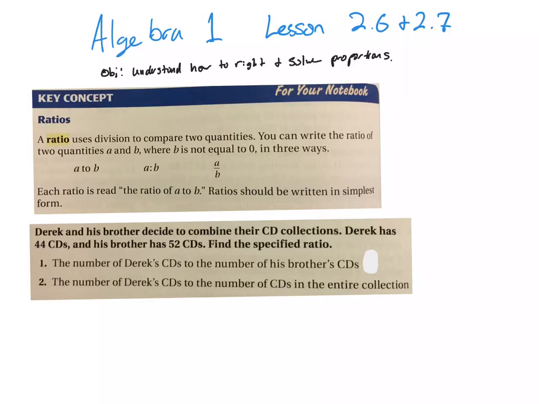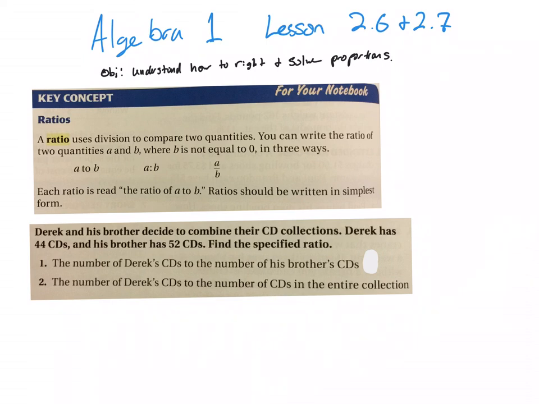This is lesson 2.6 and 2.7 together. Our objective is to understand how to write and solve proportions. Before we get to proportions, we first need to know what a ratio is. A ratio uses division to compare two quantities. You can write a ratio in three different ways with two numbers, a and b. You can say a to b, a colon b, or a divided by b. All of them you say the ratio of a to b. There are just different ways of writing it.